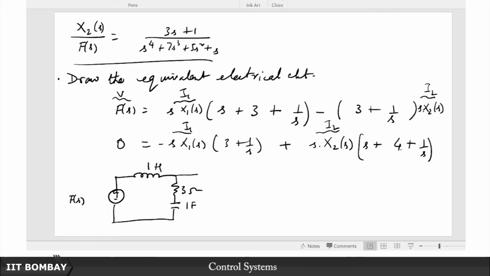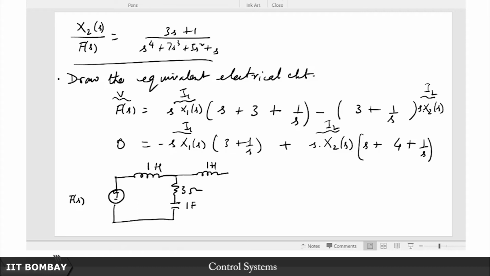What about the second? What is common to the second loop and this common connection here? The 3 ohm resistance and the 1 farad capacitance. If you take away the 3 ohm resistance and the 1 farad capacitance, you will still be left with a 1 Henry inductor and a 1 ohm resistance, right?